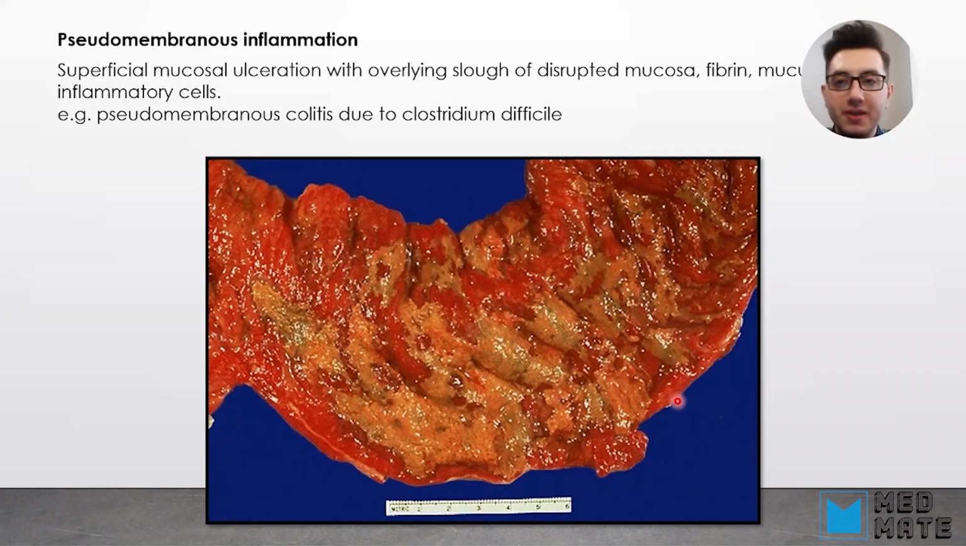Another form of inflammation is pseudomembranous inflammation, and that's when we have superficial mucosal ulceration with an overlying slough of disrupted mucosa. That leads to a presentation of fibrin, mucus, and inflammatory cells, and it can be seen in pseudomembranous colitis due to Clostridium difficile.